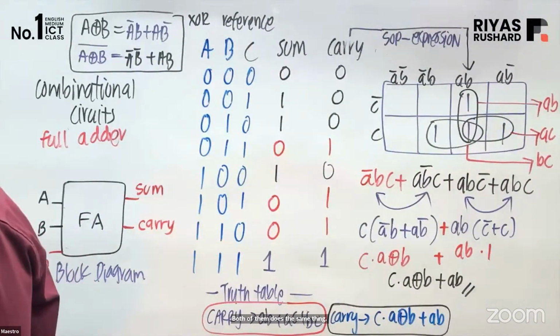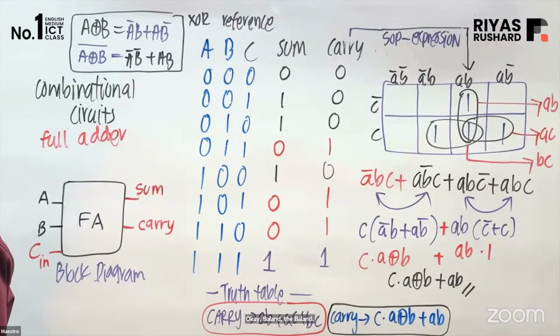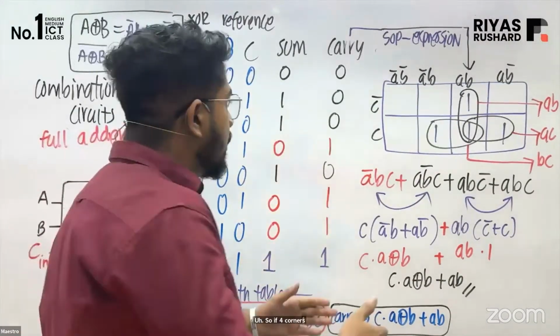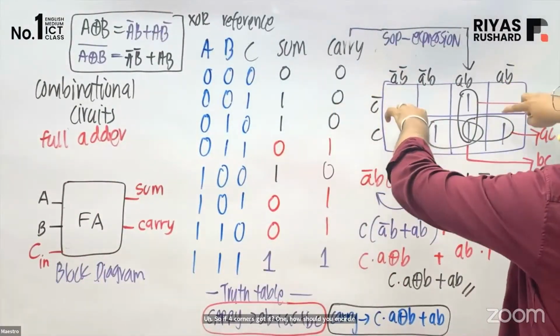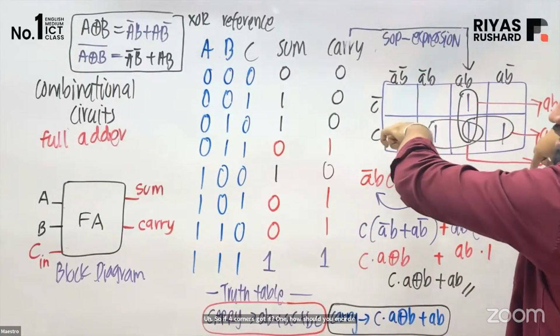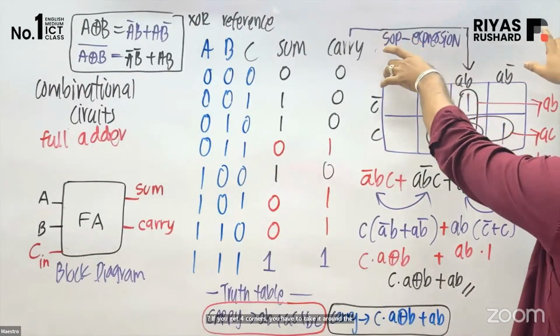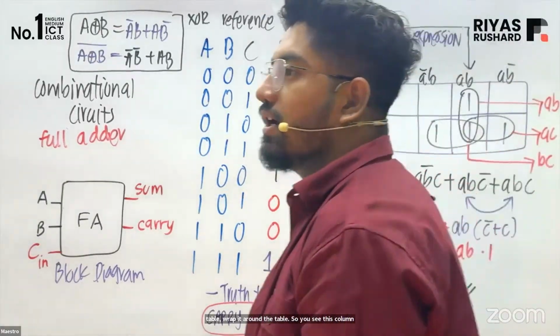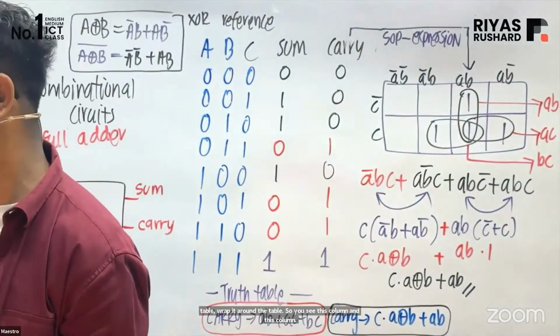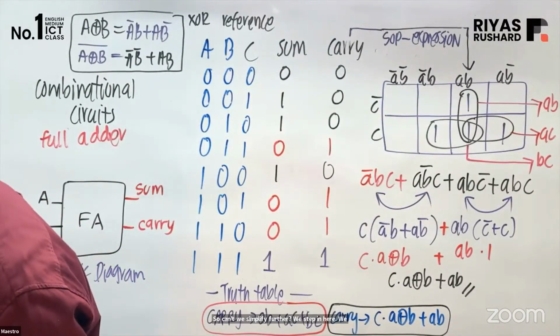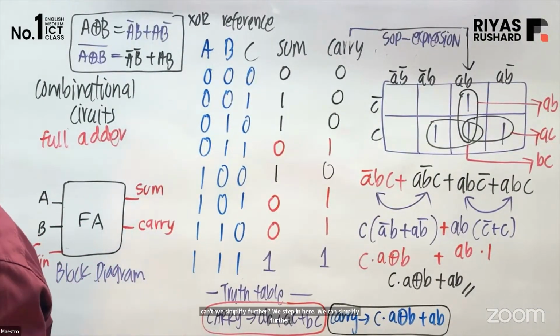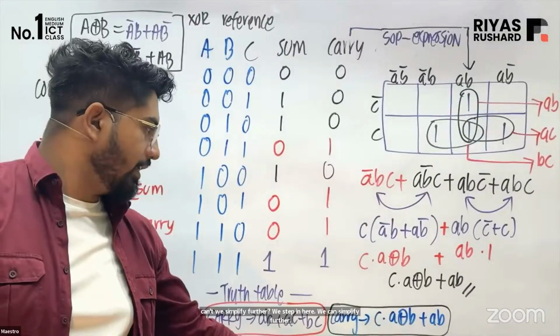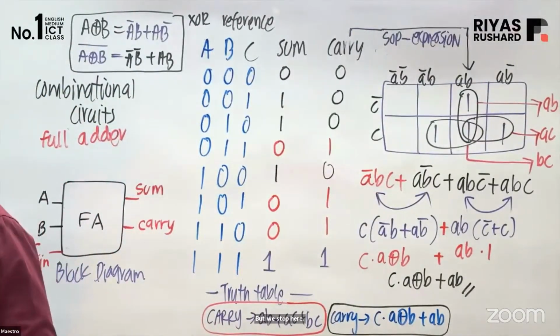So if four corners got one, how should you encircle? If you get four corners, you have to wrap it around the table. So you see this column and this column. Can't we simplify further? We can simplify further, but we stop here. Both of them are equal. So two different answers are there.